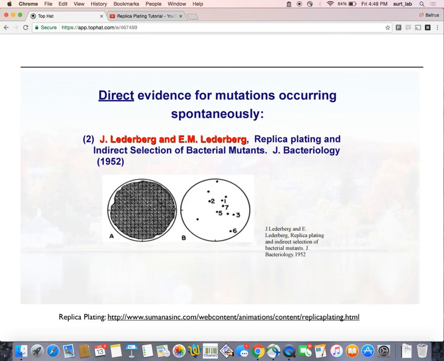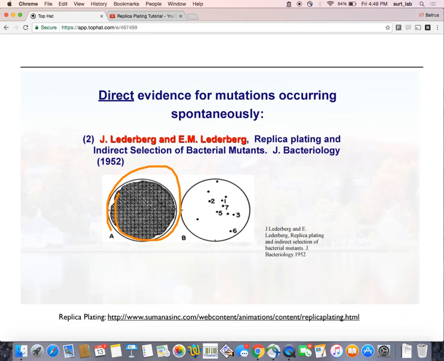Nonetheless, this experiment showed that they were able to directly measure when mutations were happening, and so they could directly test that mutations were happening spontaneously over time. The way they did this was by growing up E. coli on a plate and then looking for antibiotic resistance. When you grow up E. coli, if you just grow it up in a lawn on a plate, it's going to grow up as a lawn.